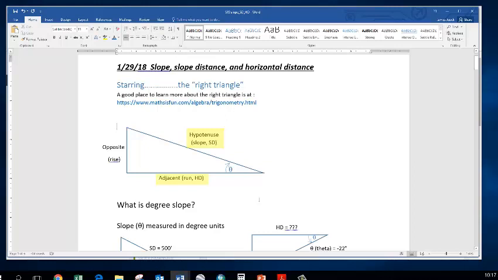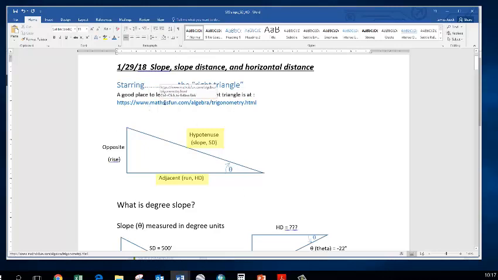So basically, we're going to be looking at this concept of slope, and different units by which we measure slope, and what slope distance is, why it's important, and how we convert it, and why we need to convert it to horizontal distance for the purposes of mapping. So the whole idea, and we realize that there's lots of different shapes and sizes of triangles out there, what we concentrate on is this thing called the right triangle.